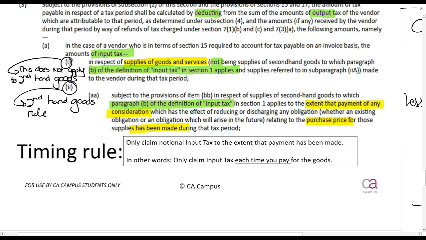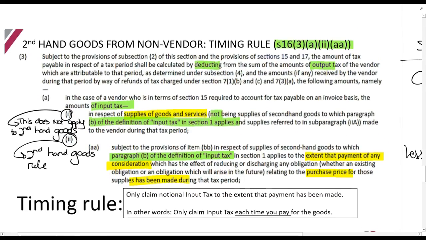Okay, so guys, what does this all say? This complicated section says, if you are buying second-hand goods from a non-vendor, you can claim notional input tax, but you can only claim it to the extent of payment.